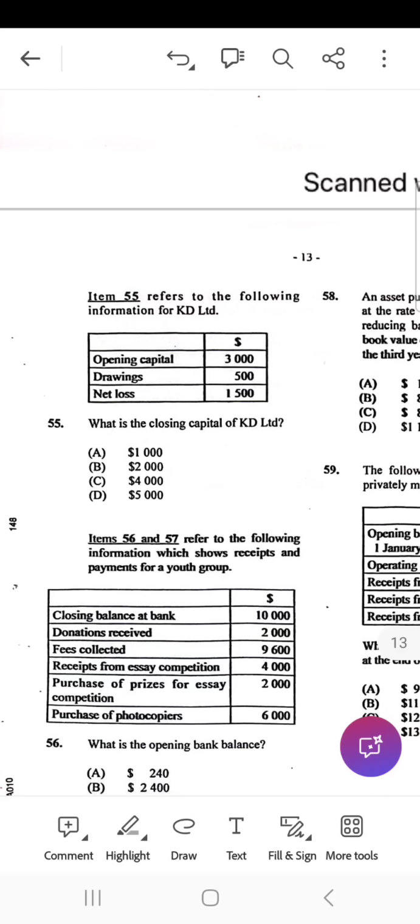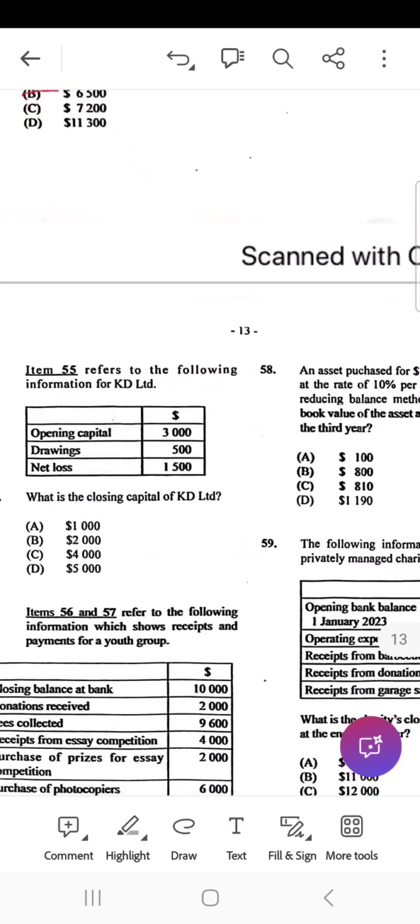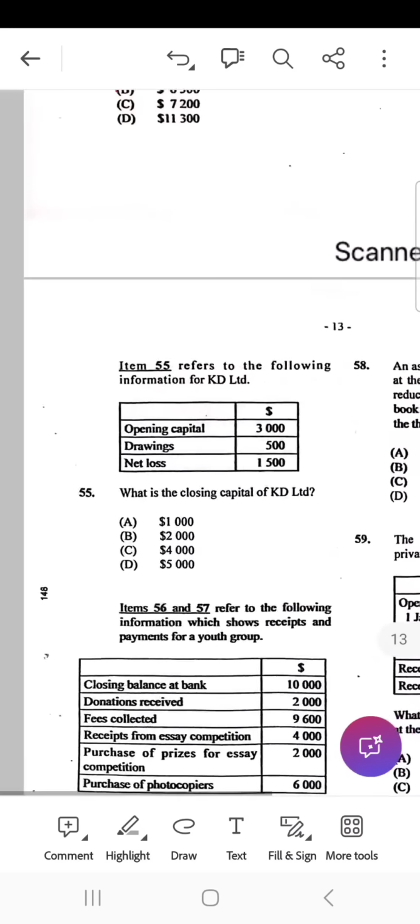So again, we are going to use the same formula. Opening capital, add net profit, minus drawings. The only difference is, instead of net profit it is a loss. So instead of adding net profit, we're going to subtract the loss. Opening capital is 3,000. We minus our net loss of 1,500, which leaves us with 1,500. Then we minus that drawings of 500, which will leave us with 1,000 as our closing capital.